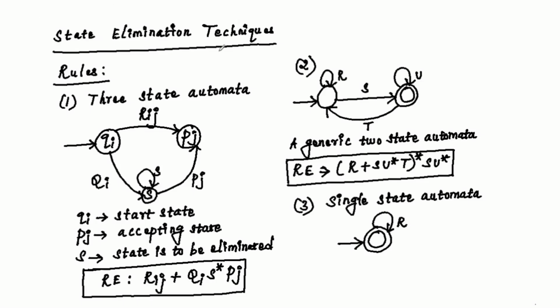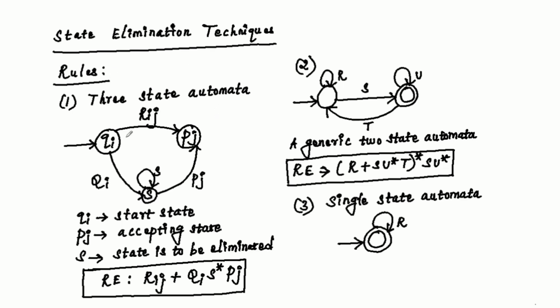The topic is state elimination techniques in theory of computation. It converts a given finite automata into an equivalent regular expression. In state elimination, we remove intermediate states of an automata and update the transition between the remaining states.